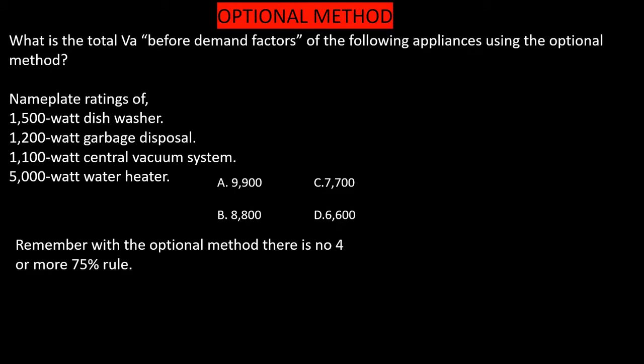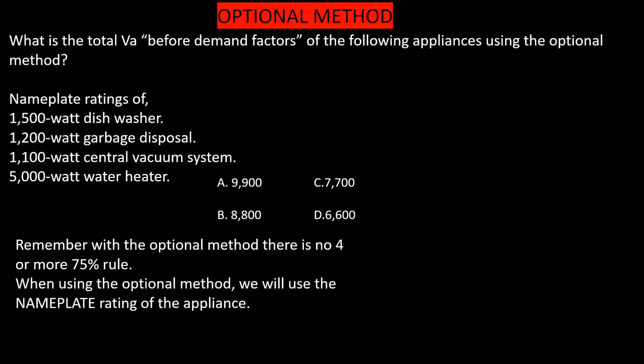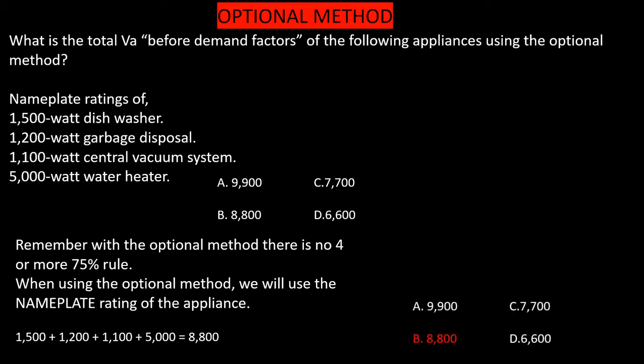Now remember, when we're doing the optional method, there is no 4 or more 75% rule. What we're actually going to do is use the nameplate rating of each appliance. So we're going to take 1,500 plus 1,200 plus 1,100 plus 5,000, and that's going to give us a total of 8,800. Now here in a few slides we're going to learn how to apply the demand factor to that, but this question was asking what is the total before demand factors. So in this case we take it at the nameplate rating and we're going to select B.